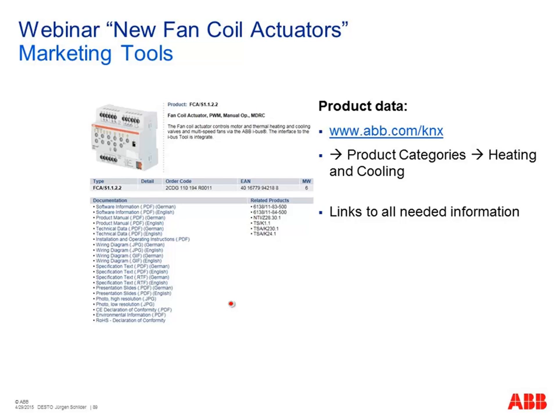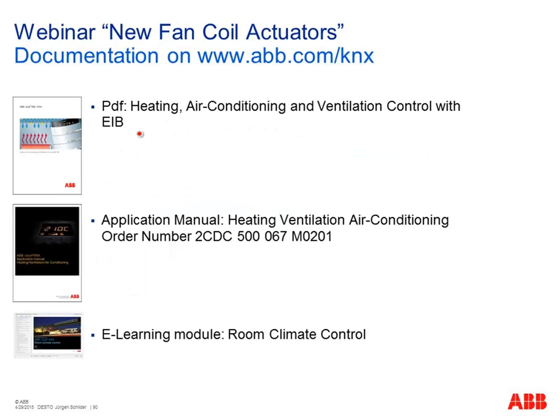Some more information about marketing. All marketing material, like for example the product manual, wiring diagram, or also the technical handbook, all these specification texts are available on our website today, but only in German and English. The other languages will follow soon. So visit our website abb.com/knx, go to the product categories, heating and cooling, and then go to the individual device of our new 4 fan coil actuators. Additionally, we have still existing documentation of heating and cooling.